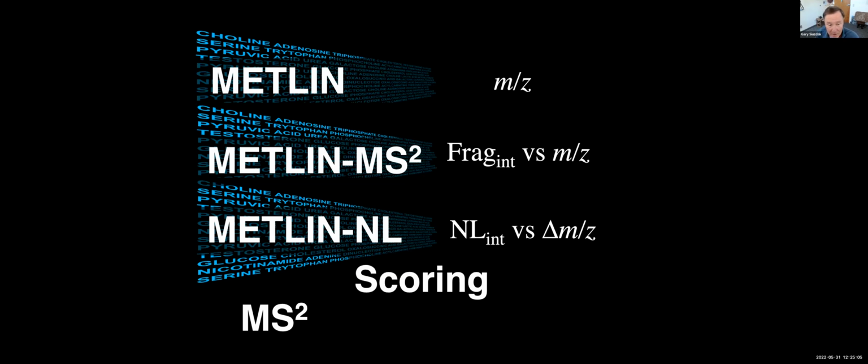We are also in beta testing right now with the neutral loss comparative analysis. So these are two separate scoring algorithms that are on our current version of the program. And the final one that is going to be implemented is the MS2NL, which is a combination scoring approach that combines the MS2 data and the neutral loss data.